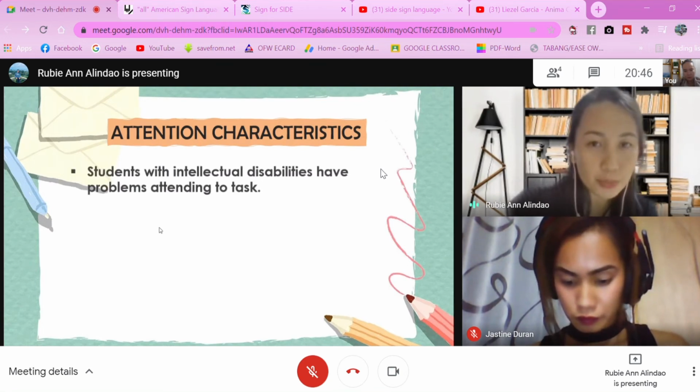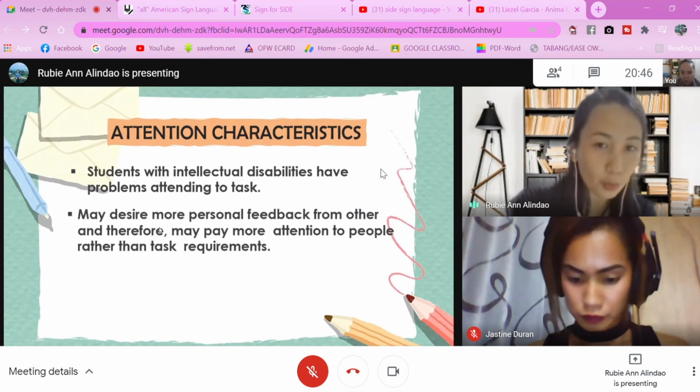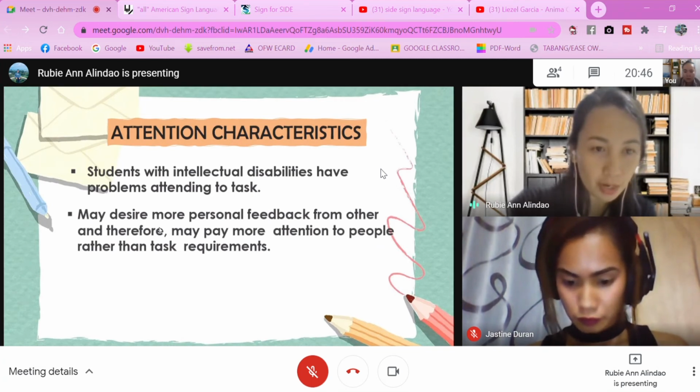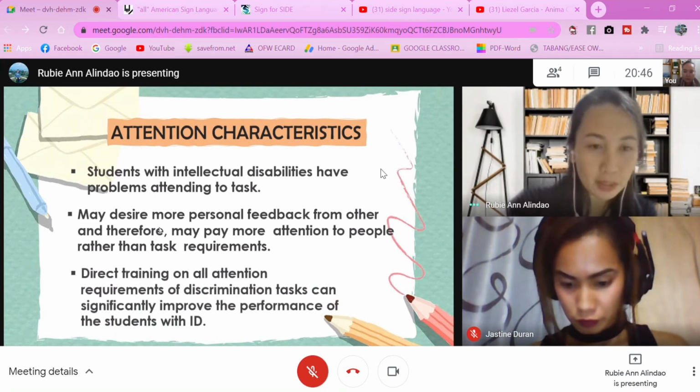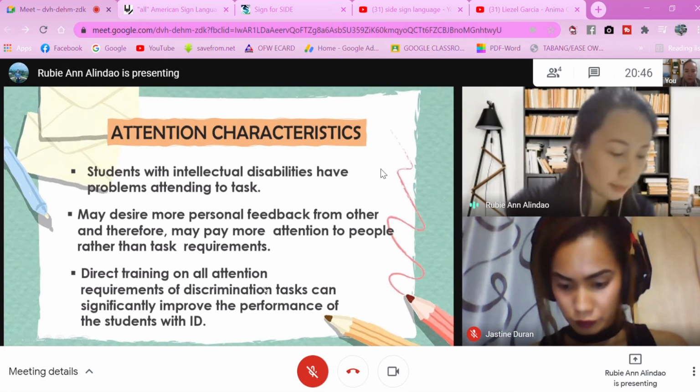So students with intellectual disabilities have problems attending to tasks. May desire more personal feedback from others and therefore may pay more attention to people rather than task requirements. Direct training on all attention requirements or discrimination tasks can significantly improve the performance of the students with intellectual disability.